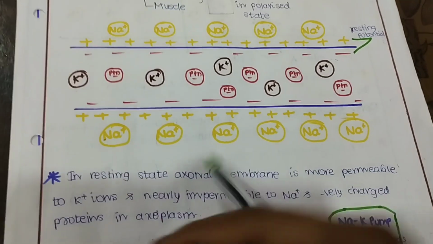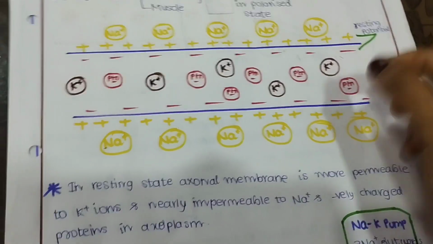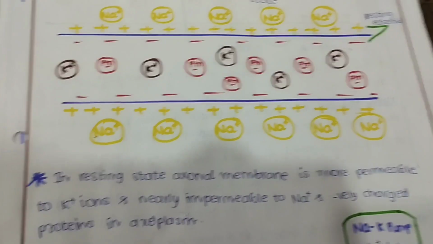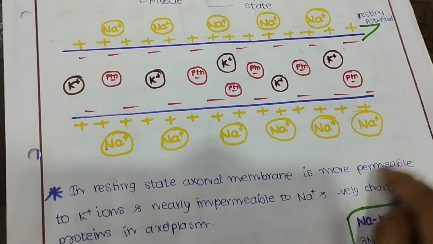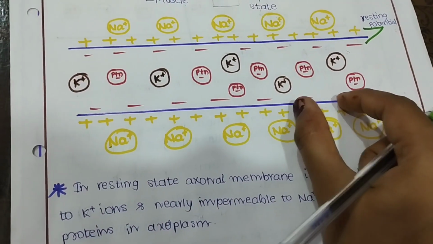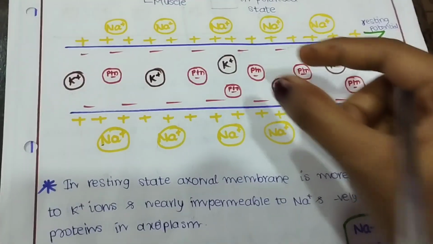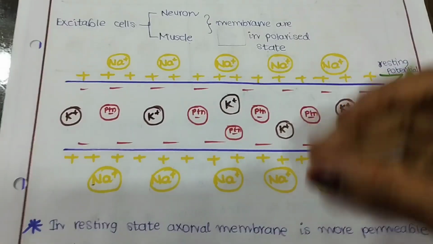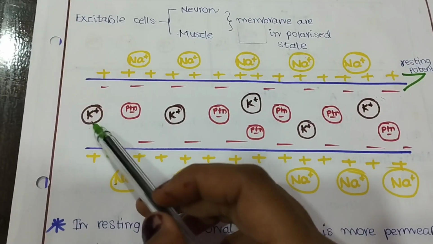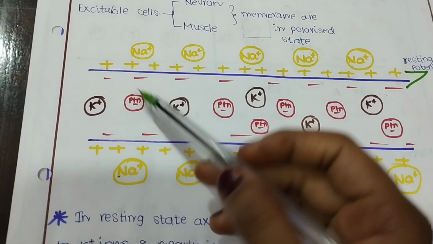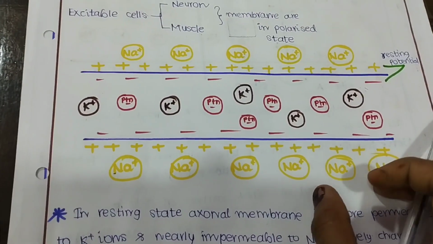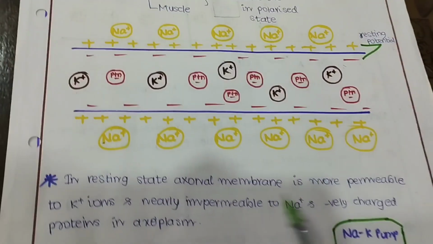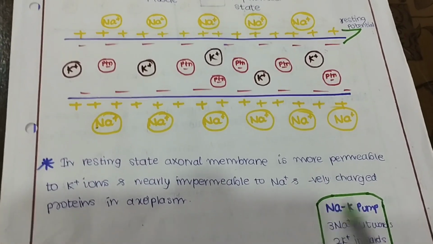So in the resting state, this membrane is more permeable to K plus ions. Permeable means simply allowing. So the membrane will allow K plus ions. As a result, whatever K plus ions are present outside the axon will go inside. So they will be present inside the membrane, inside the axon. See, K plus ions are these. Whatever K plus ions are there outside, they'll go inside.